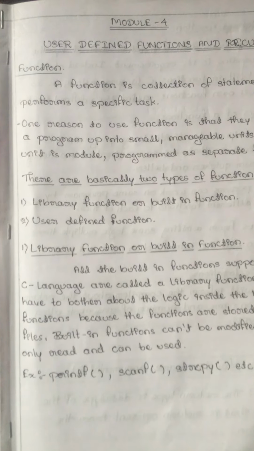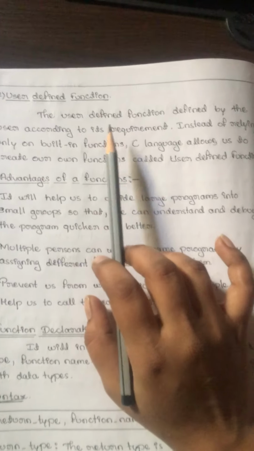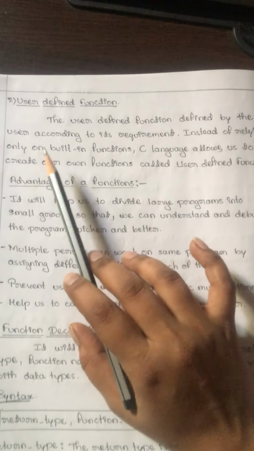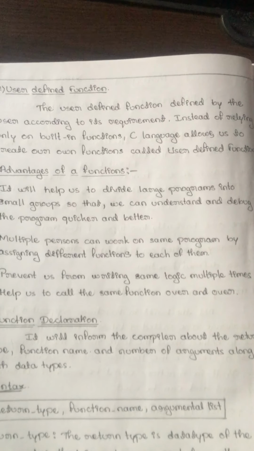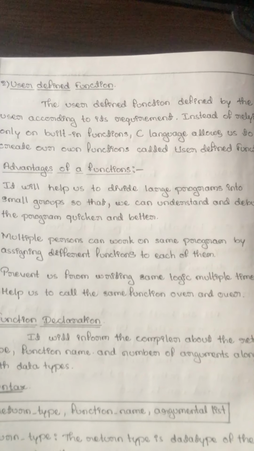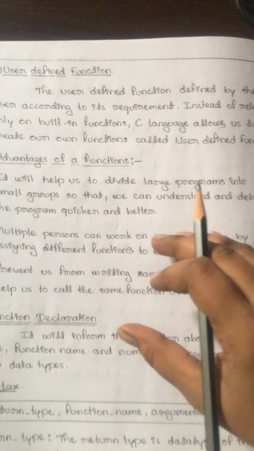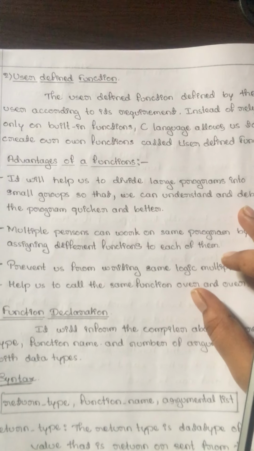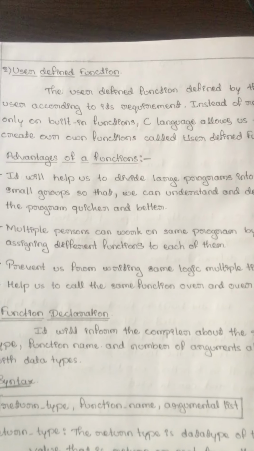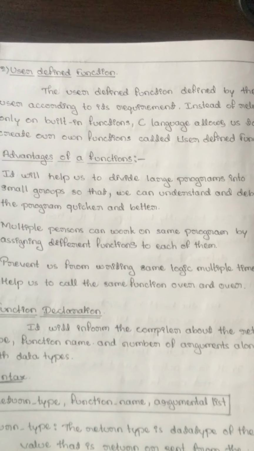Then coming to the second type, the user defined function. So what exactly is a user defined function? The user defined function is always defined by the user according to their requirement. Based on the requirements, the users will define certain functions in order to split the entire program into smaller units. Sometimes, instead of relying on all the built-in functions, we can create our own function to perform certain operations.